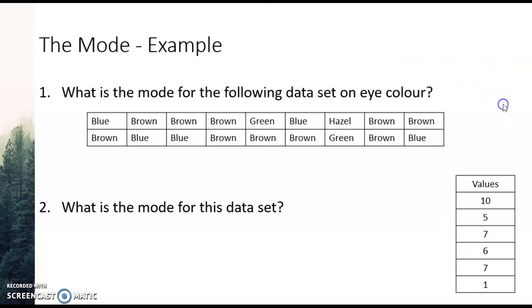We're going to do some examples of calculating the mode. The mode is just a way of measuring the central tendency by finding the value that occurs most often. So you can kind of think about mode sounding like most. The great thing about the mode is you can find it for categorical data.